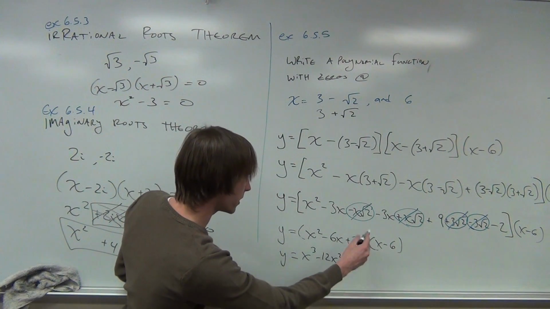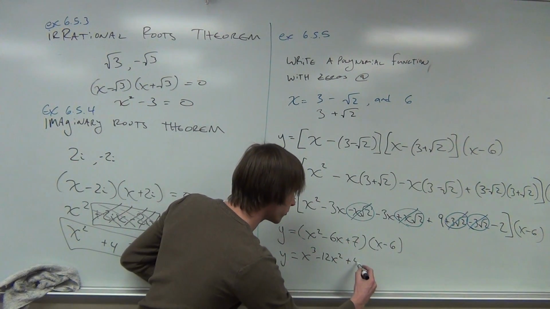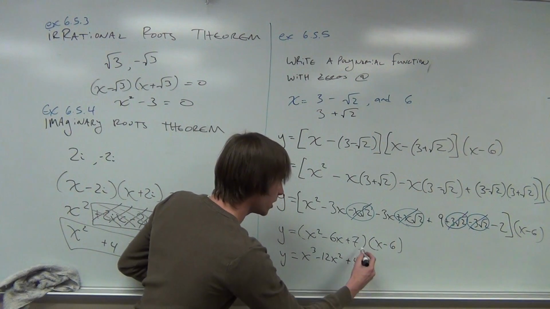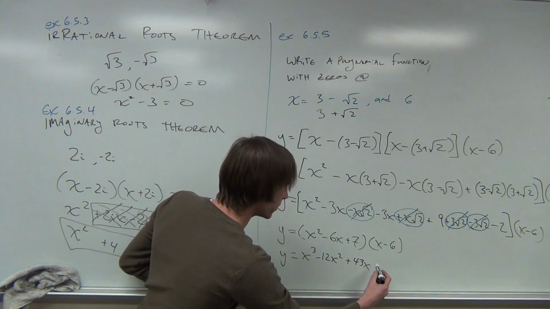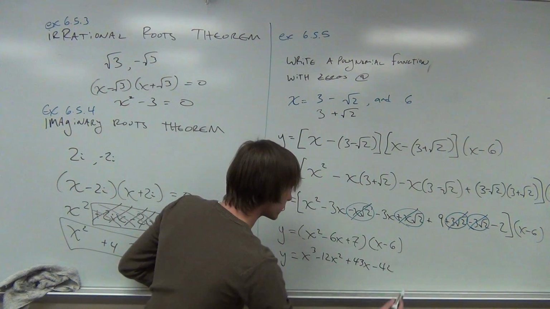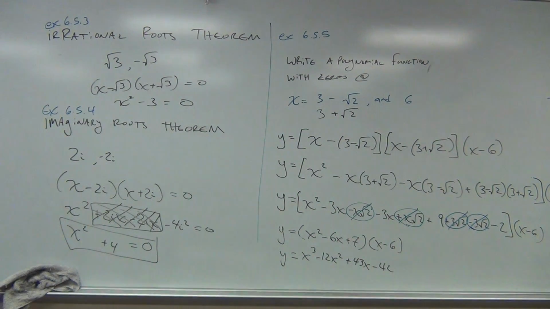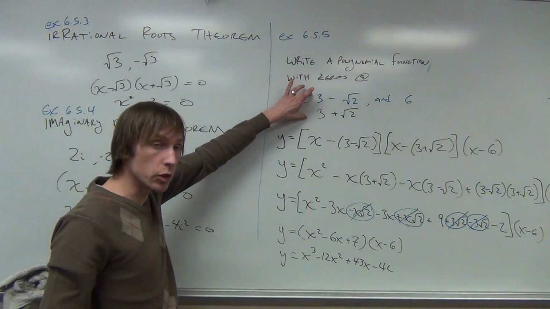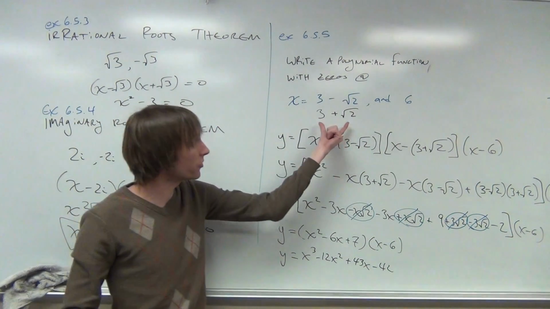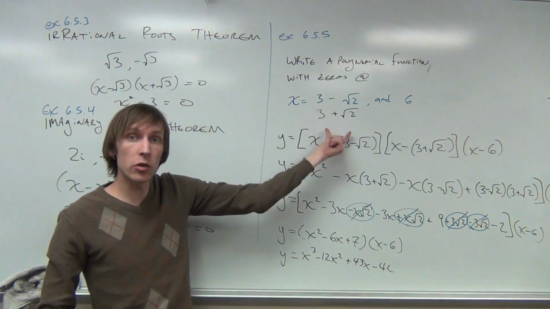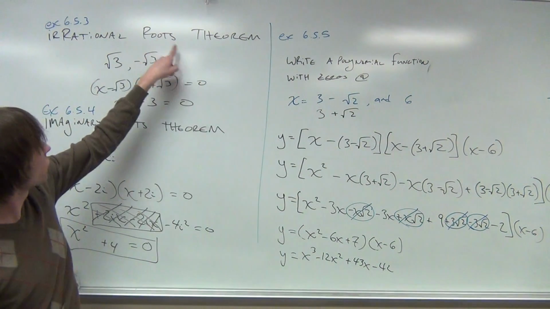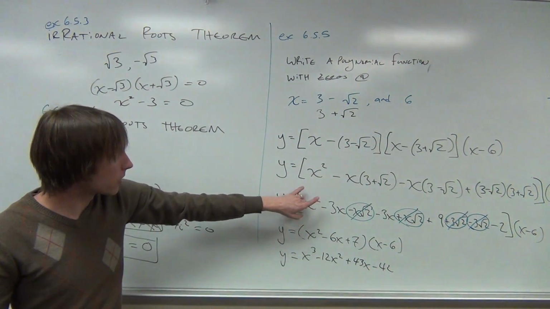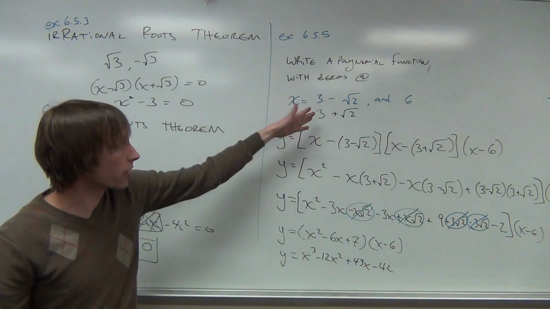Did I do that right? Yeah, 7x and a 36x. That's 43x. And then negative 42. So x cubed minus 12x squared plus 43x minus 42 is the polynomial that has these 3 roots, these 2 that were given plus the conjugate of the irrational root using the irrational roots theorem. This is the polynomial function that has those roots.